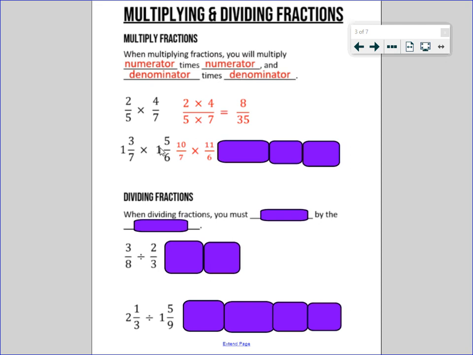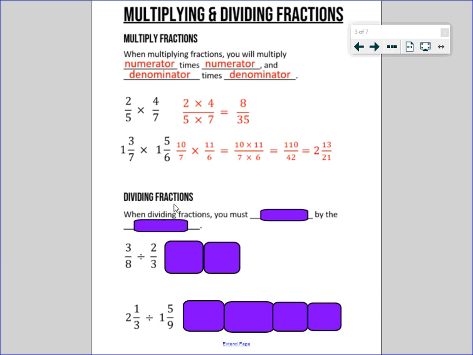And then 1 times 6, which is 6, plus 5, which is 11, and then divide by 6. Multiply across, you get 110 divided by 42, and then you will want to simplify that by dividing by 2, and you will get 55 over 21, and you can change it to a mixed number if you like, or keep it as 55 over 21.